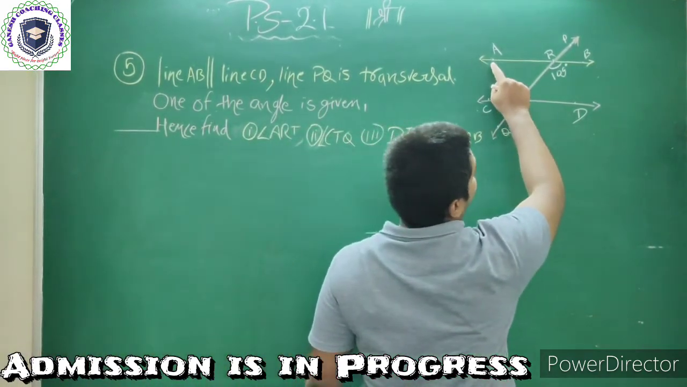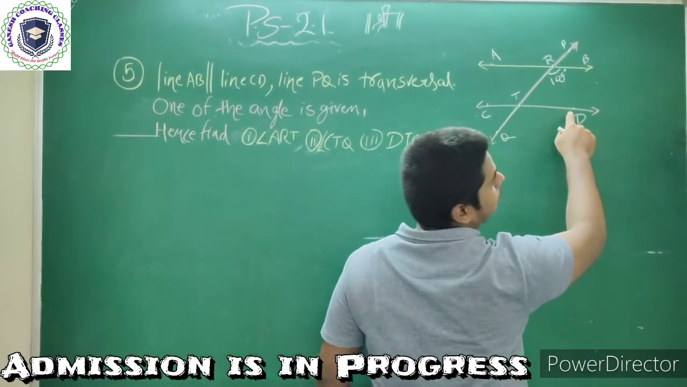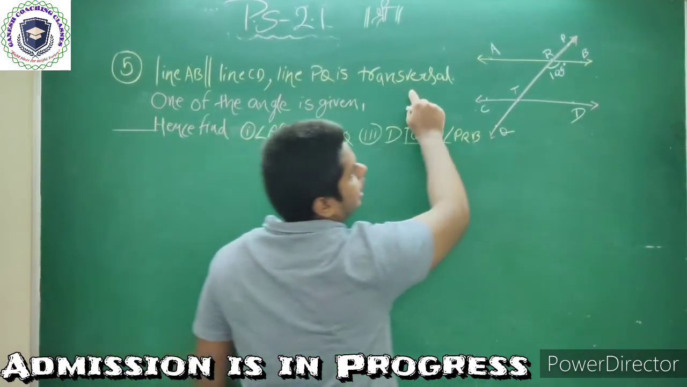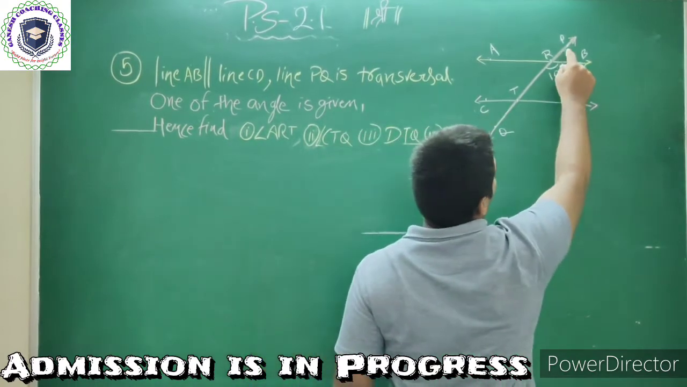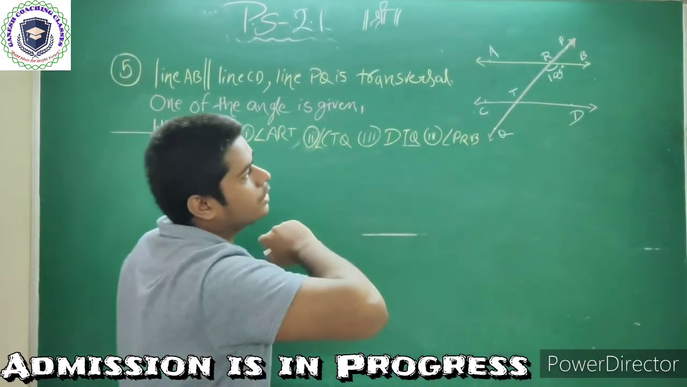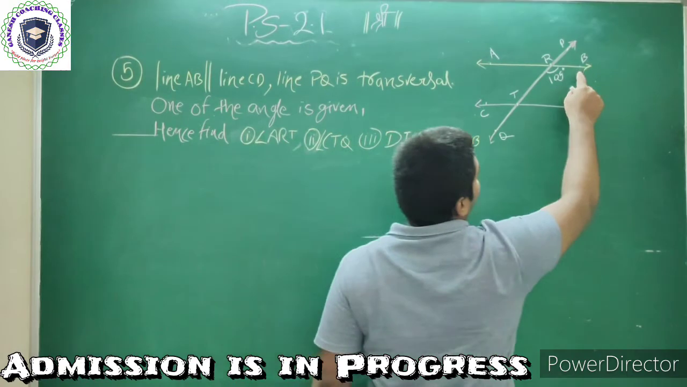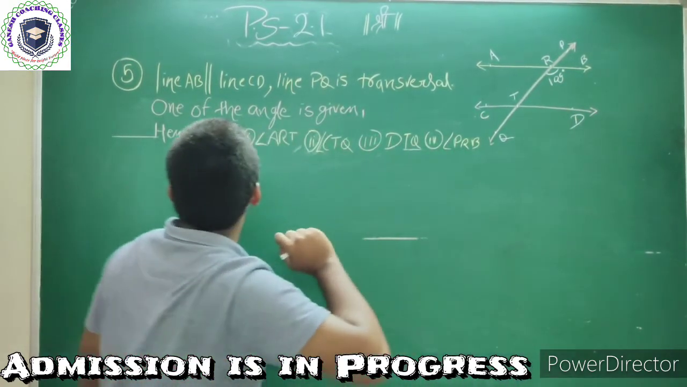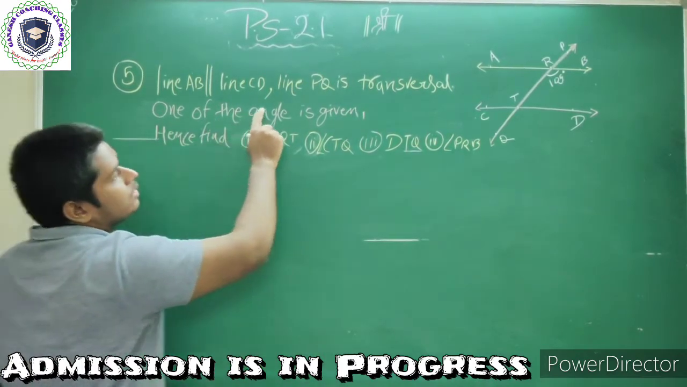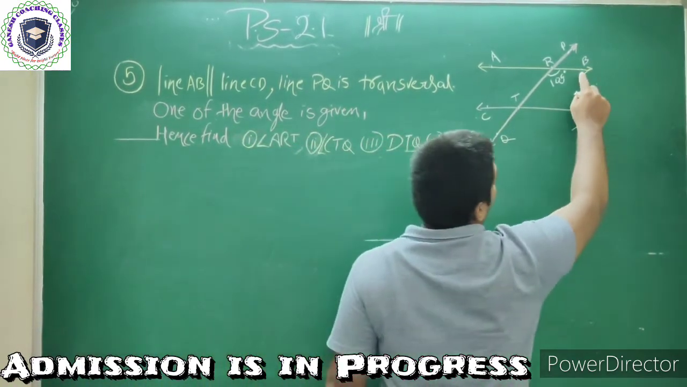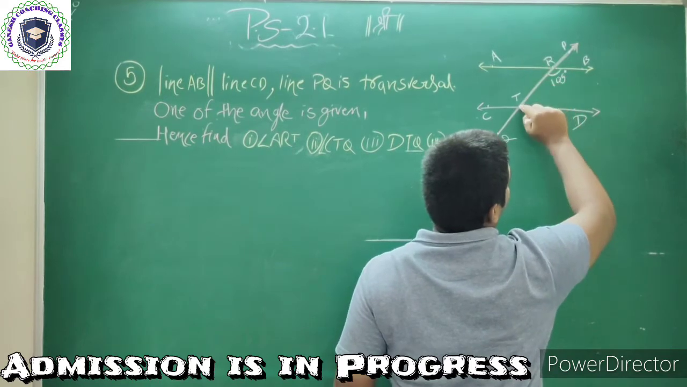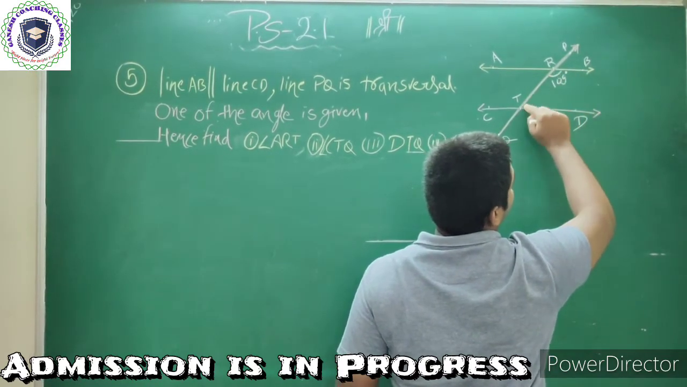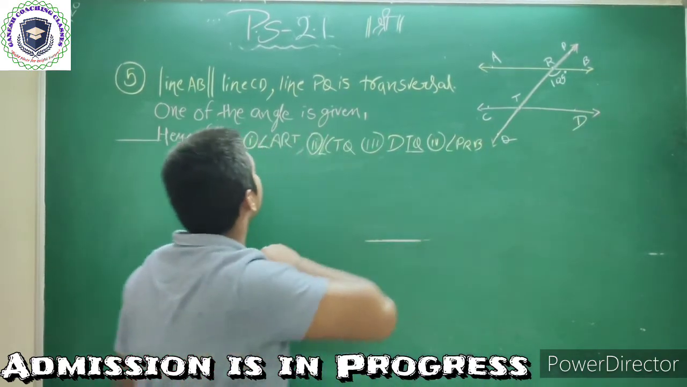Here two lines, AB and CD, are parallel to each other, and there is another line, PQ, acting as a transversal. PQ is the transversal, which intersects these two parallel lines at distinct points R and T. And one of the angles is given here, that is angle PRT. The measure of angle PRT is 105 degrees.